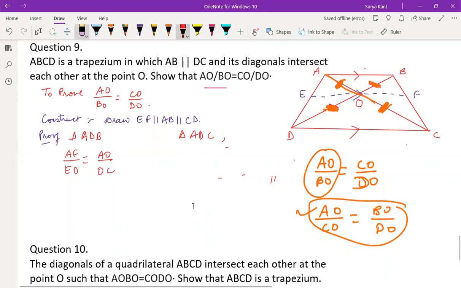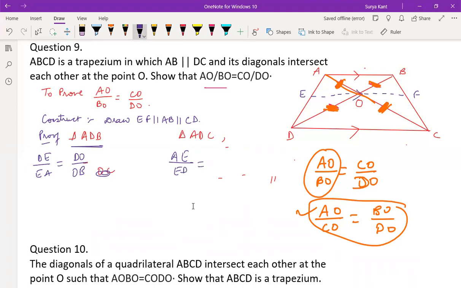This is ADC I have written here. One minute. This one is ADB. In ADB, we have to write DE by EA is equal to DO by OB, right? And in ADC, in this triangle, we can write the same thing: AE by ED is equal to AO by OC. Yes, it's correct.